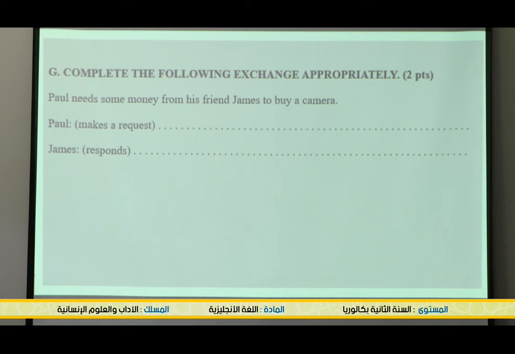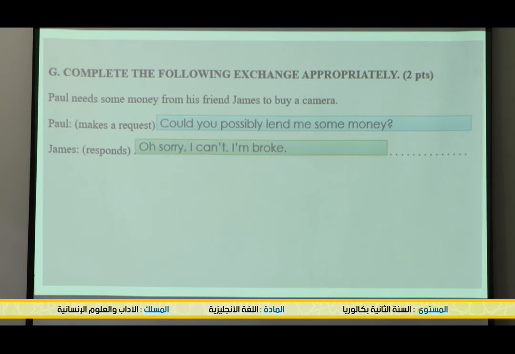Okay. So let's have a look at my suggestion here. Could you possibly lend me some money? So here, this is a polite way of asking someone. And we have James. Let's see how James should respond. And let's have a look at my suggestion. You can say, for example, oh, sorry, I can't. I am broke. It means I don't have any money.